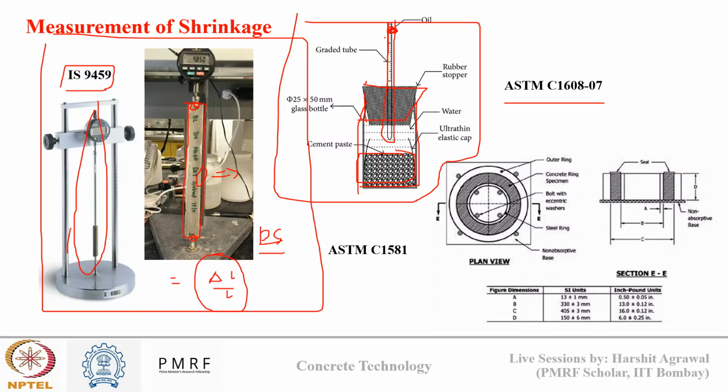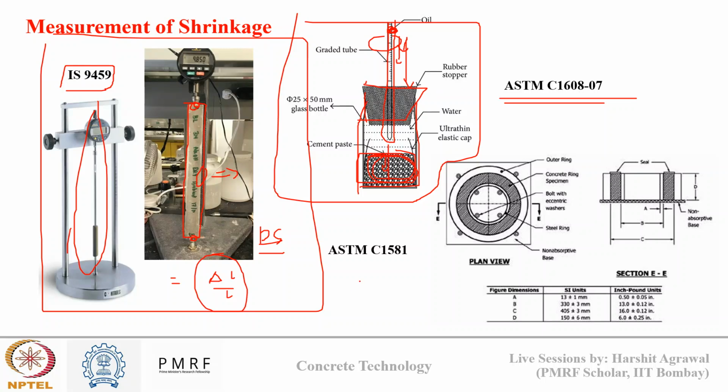Now here what happens, since my sample is sealed, there will be no moisture loss from inside. However, as cement hydration occurs, its volume will decrease. As the volume decreases, I will see a drop in water level in this capillary tube. So the change in volume we can measure by this movement of fluid in the capillary tube, and that will be due to the autogenous shrinkage of my cement paste. This is performed as per ASTM C1608 part 7.